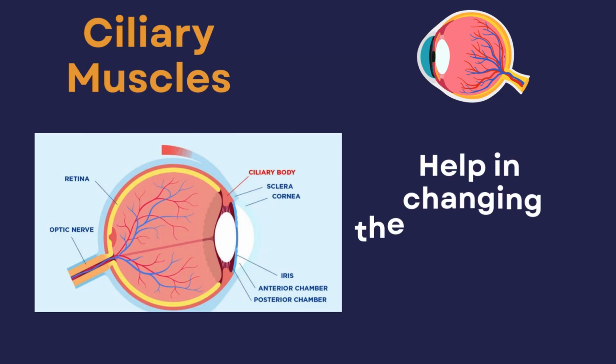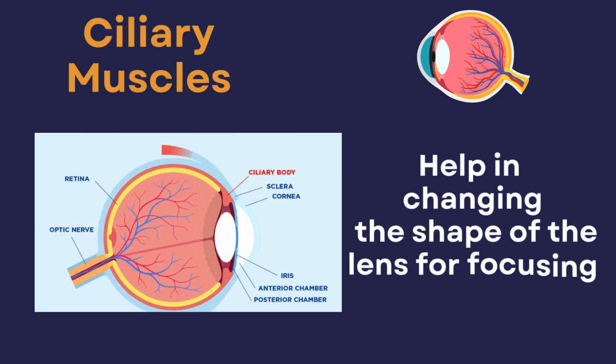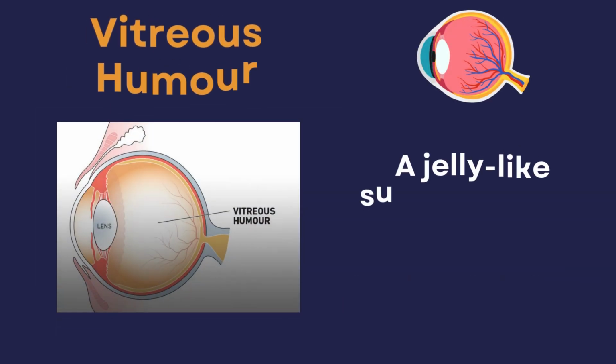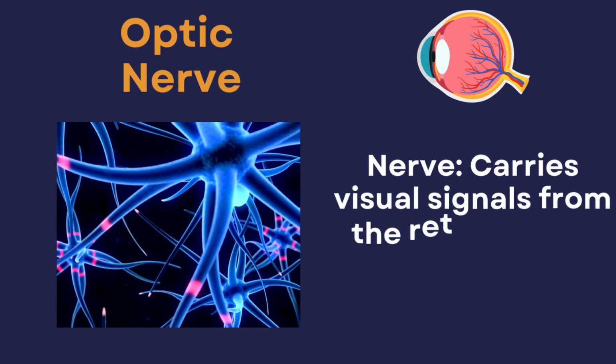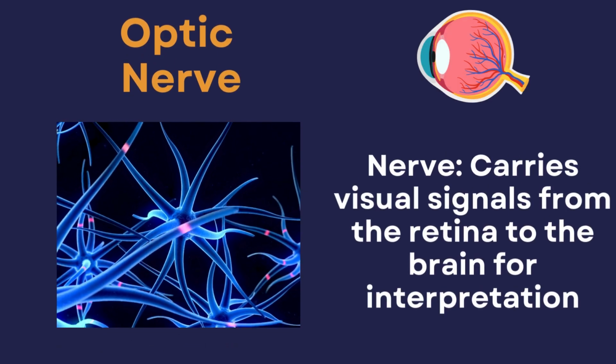Ciliary muscles help in changing the shape of the lens for focusing. Vitreous humor, a jelly-like substance that helps maintain the shape of the eyeball. Optic nerve, carries visual signals from the retina to the brain for interpretation.